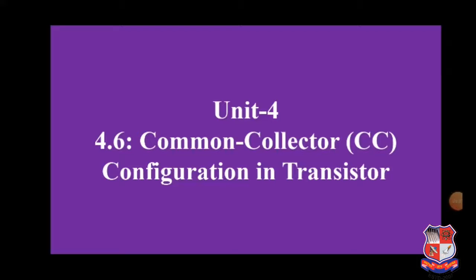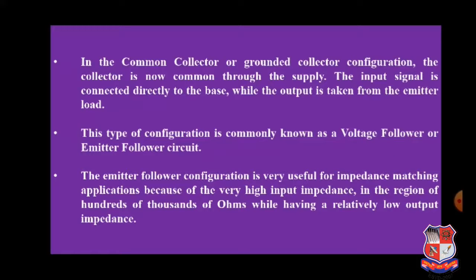Hello dear students, today in this lecture we are going to see the last configuration which remained for the terminals of the transistor, where the collector is common, that means the CC configuration. As the name suggests, common collector, or you can say grounded collector configuration, the collector is now common through the supply. This is most important: not to the ground, it is to the supply. The input signal is connected directly to the base while the output is taken from the emitter load.